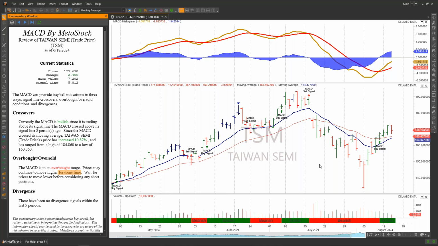One of the things that Dr. Alexander Elder talks about in terms of finding MACD divergence is, if you're looking for divergence, you look at the peak of the MACD histogram here. You'll want it to drop down below 0 and you want it to set a new peak.